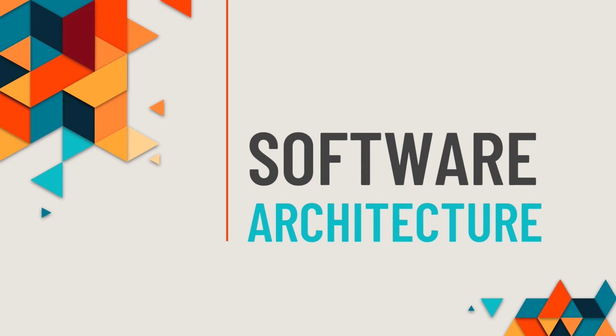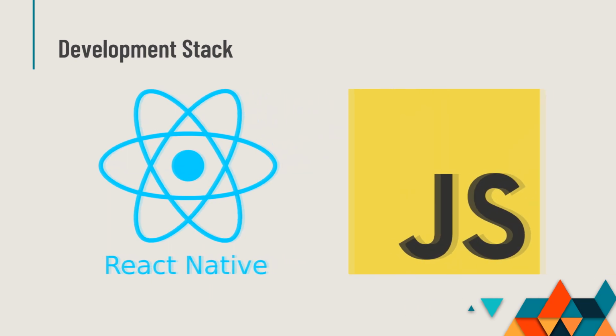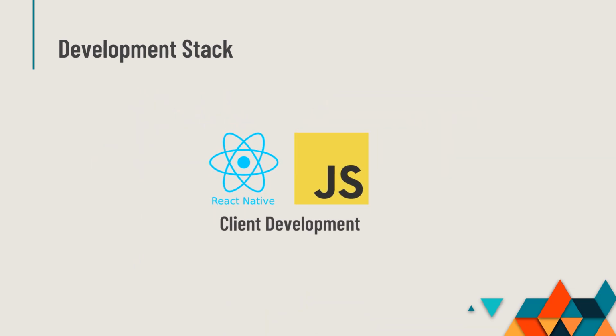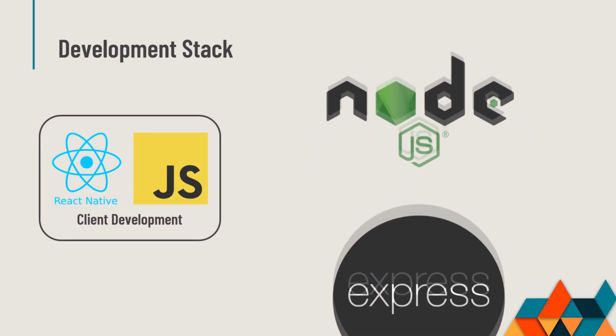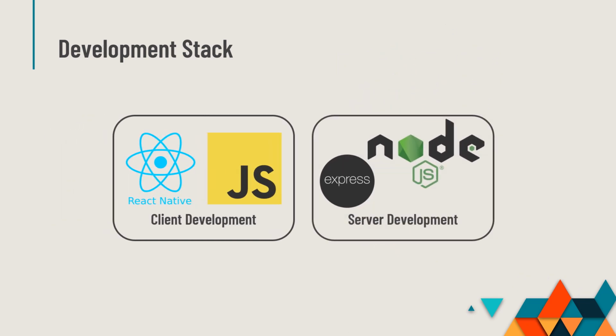And the next section is our software architecture. Because our software is a mobile application, we chose React Native as the first tool in our development stack. And because React Native is a JavaScript library, we need JavaScript in our stack. We put React Native and JavaScript in the client development. But that is not enough. We also need Node.js and Express in order to set up our server development.